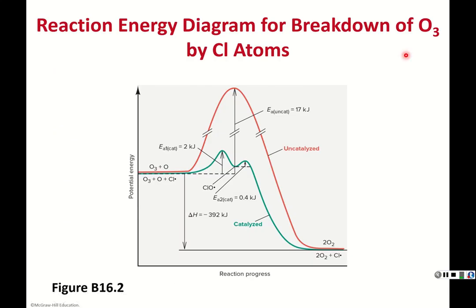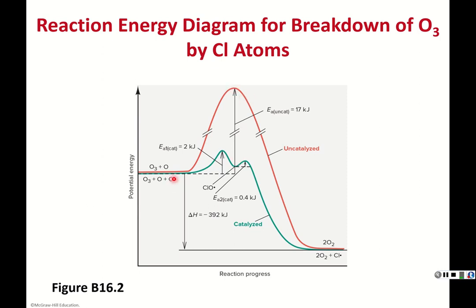Another important reaction that gets catalyzed is the breakdown of ozone. So in the upper atmosphere, that ozone layer is very protective. It can be broken down by chlorine atoms. So the uncatalyzed reaction, ozone plus a single oxygen atom, has a fairly large activation energy. I think we mentioned it before as 19 kilojoules. In this diagram, it's shown as 17 kilojoules. But whichever it is, it's a very high barrier.